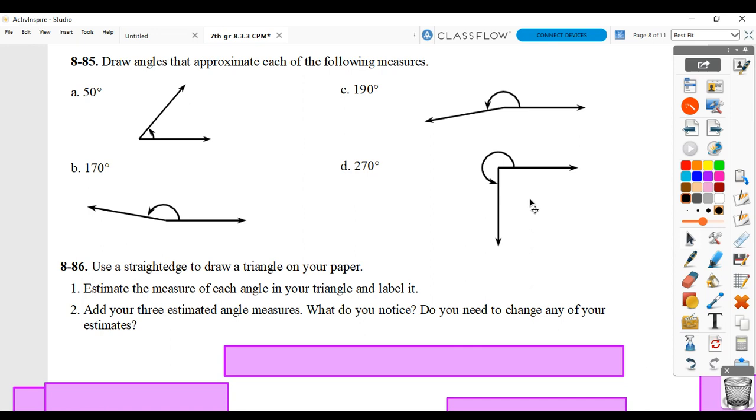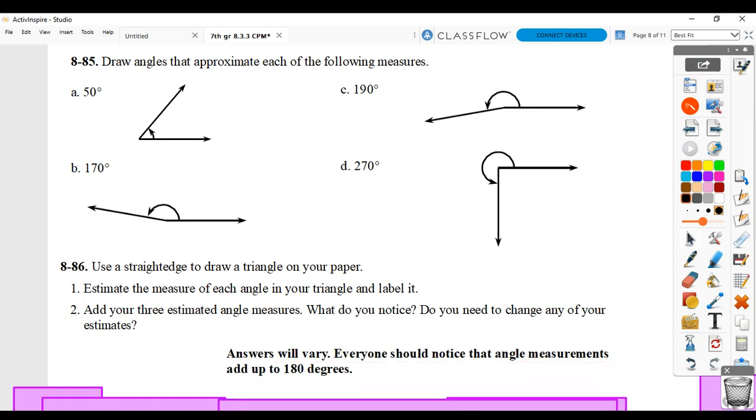Then for 886, they want you to take a straight edge, which is like a ruler, draw a triangle on your paper, estimate the measures of the angles, and then add up your estimated angles. So what you should find is that your angle measurements for any triangle add up to 180. So if your estimates do not add up to that, you may need to adjust.